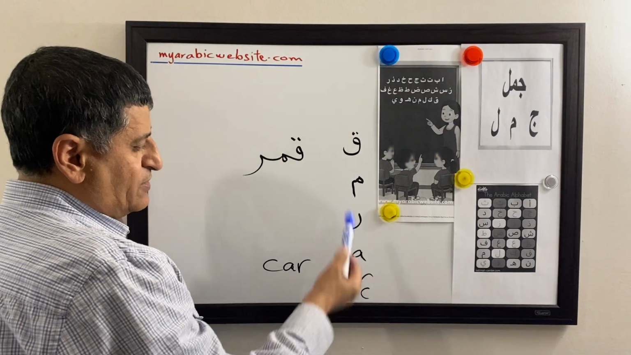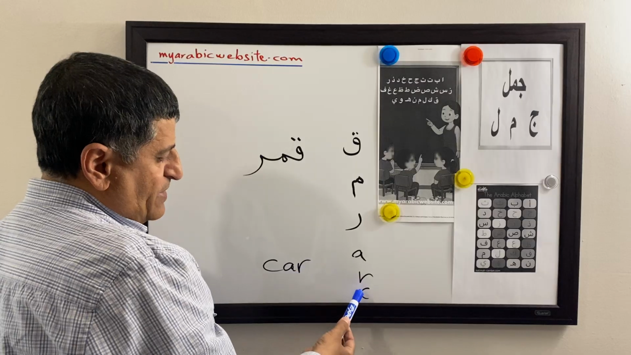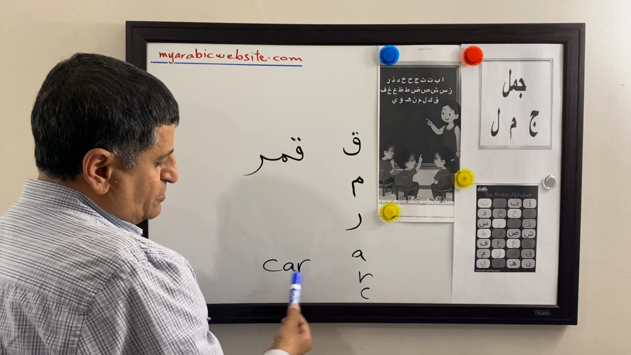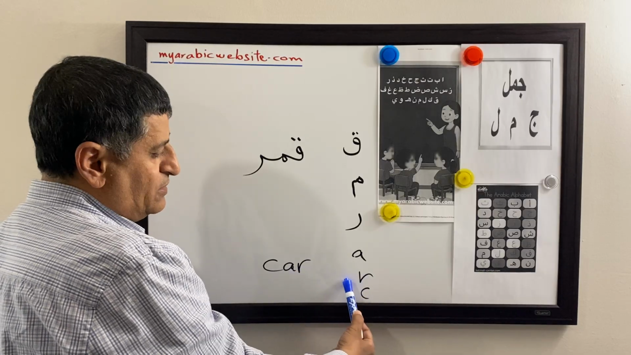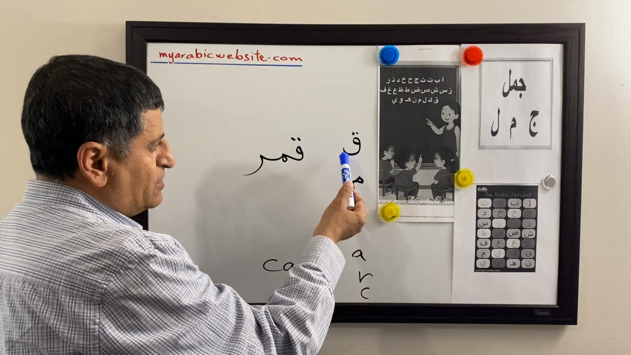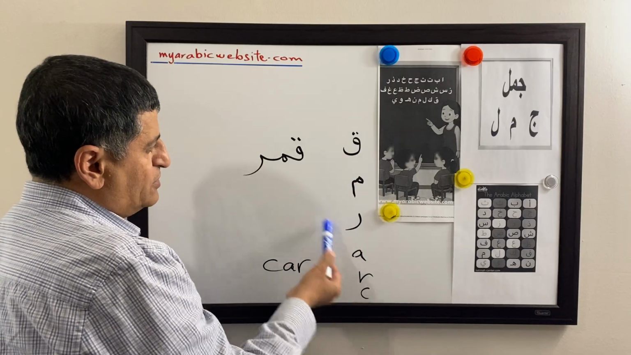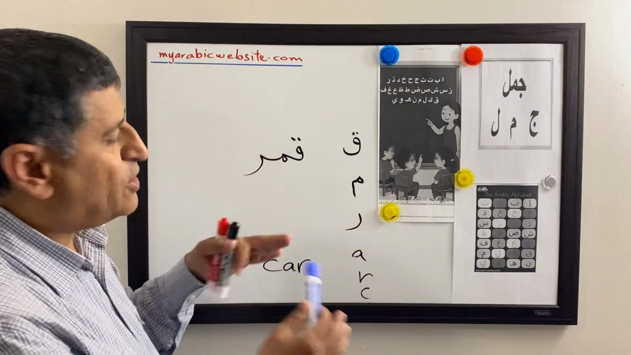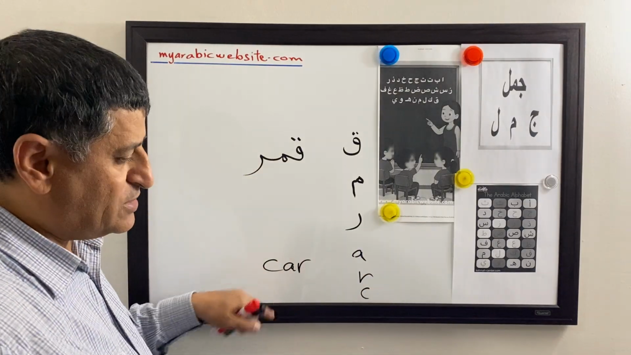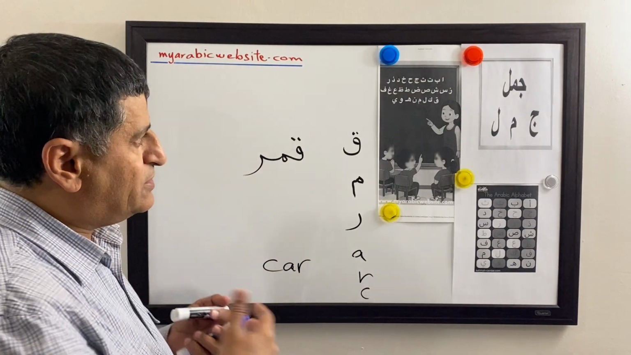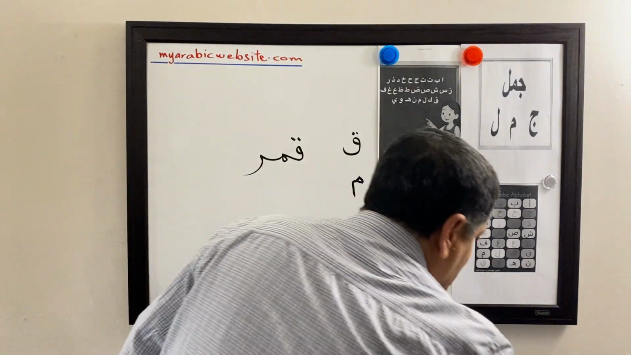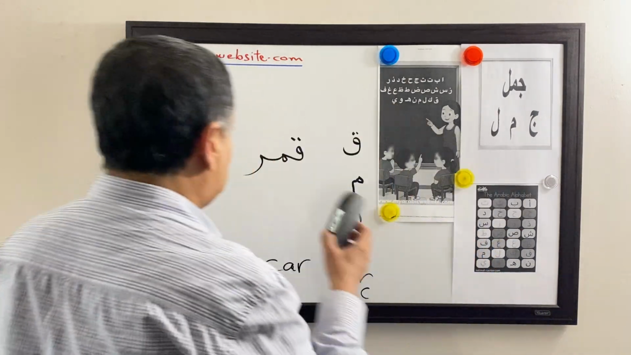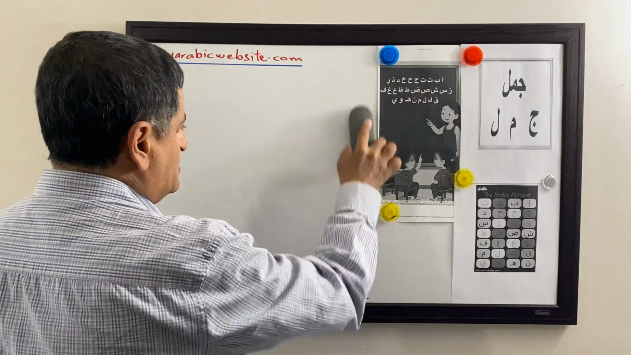As you see here, the word car, C-A-R. So 3 letters make a word, and here Qaf, Mim, Ra, 3 letters make a word. 3 or 4, it doesn't matter, but this is how we make words in Arabic or in English. Let's take different examples, okay?